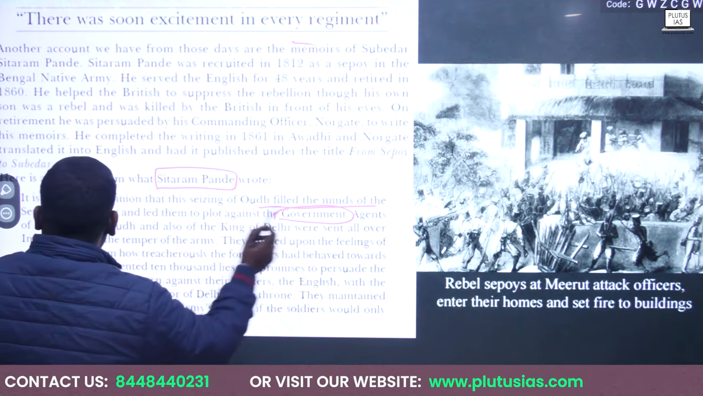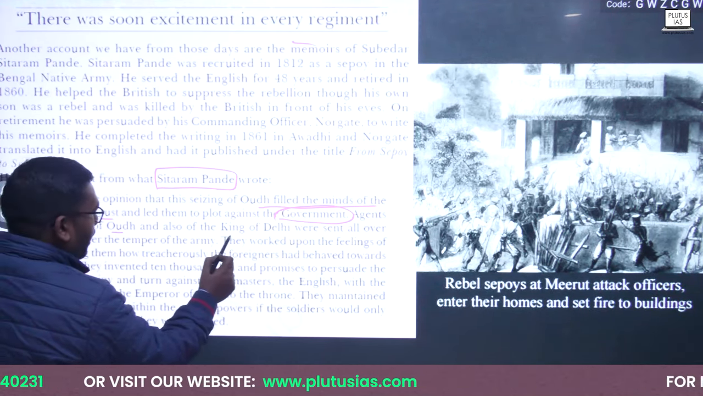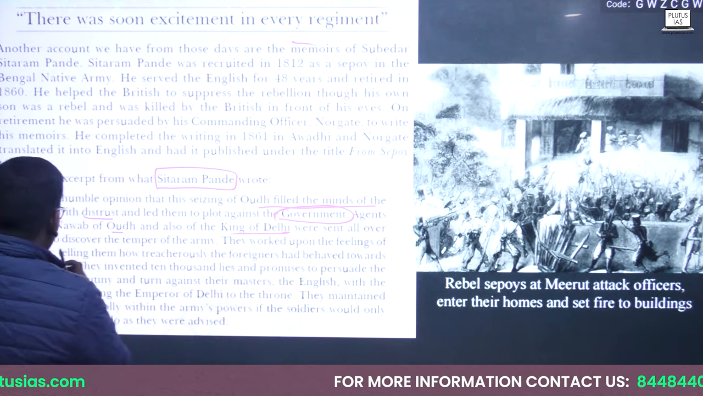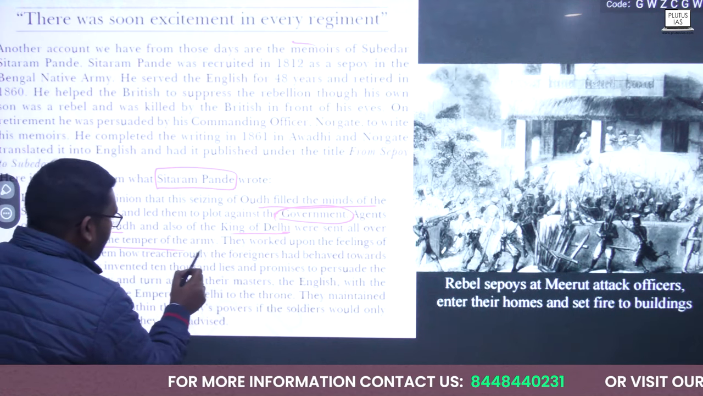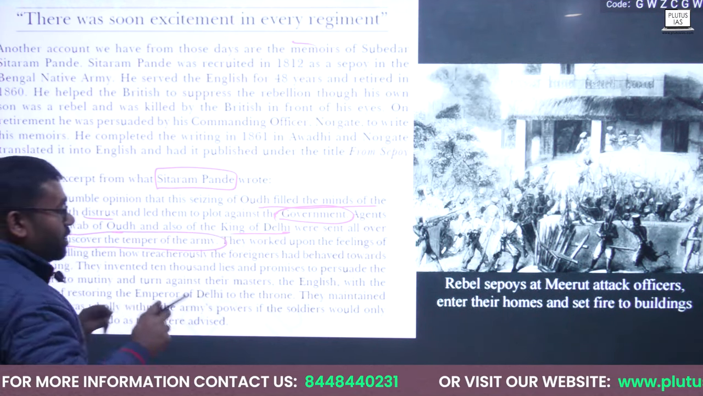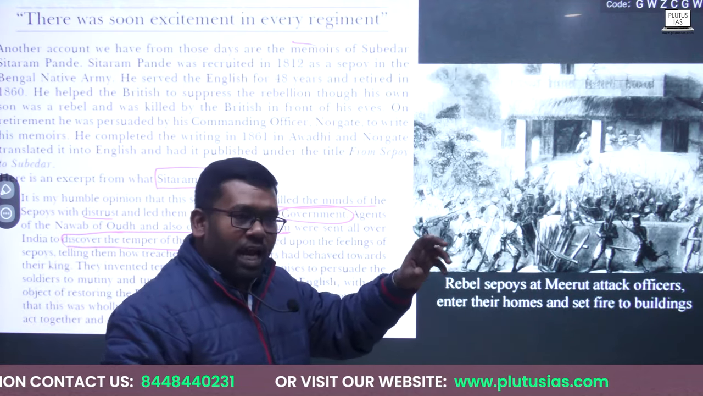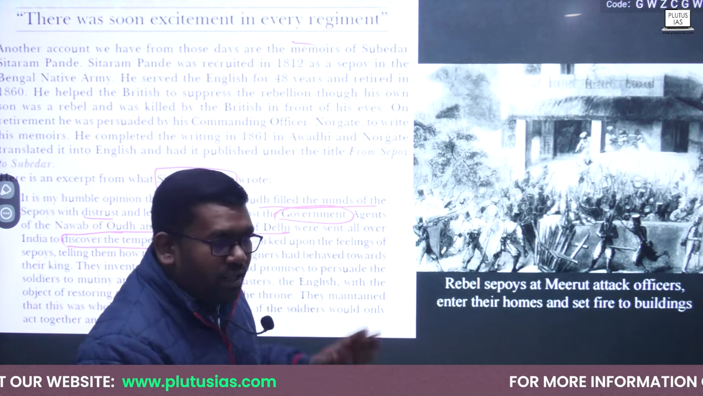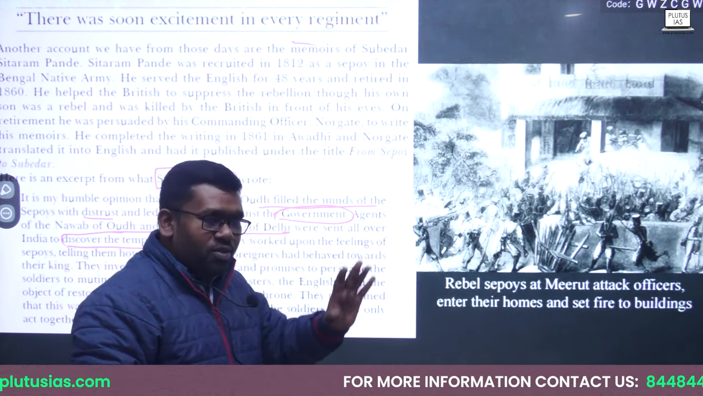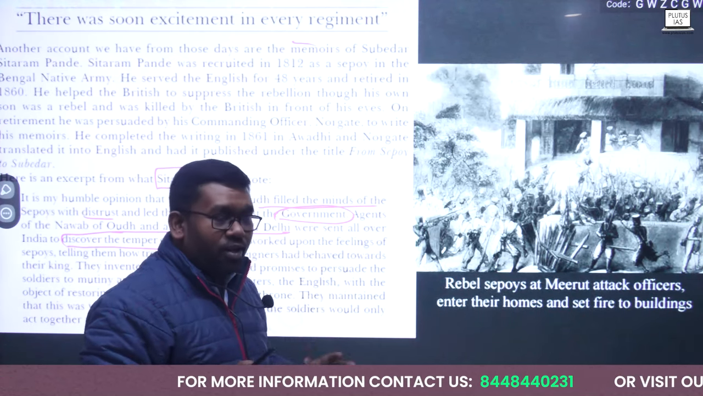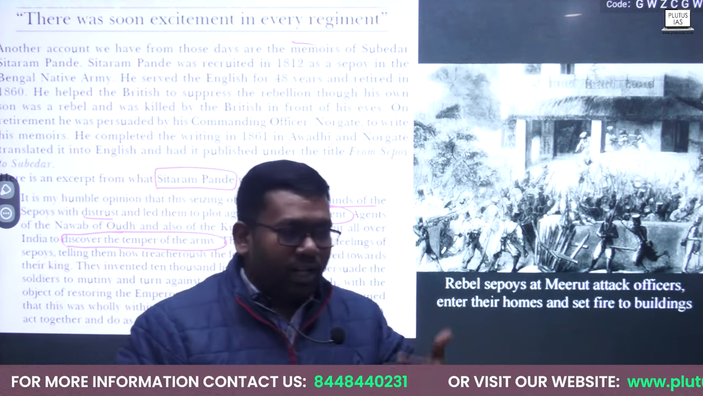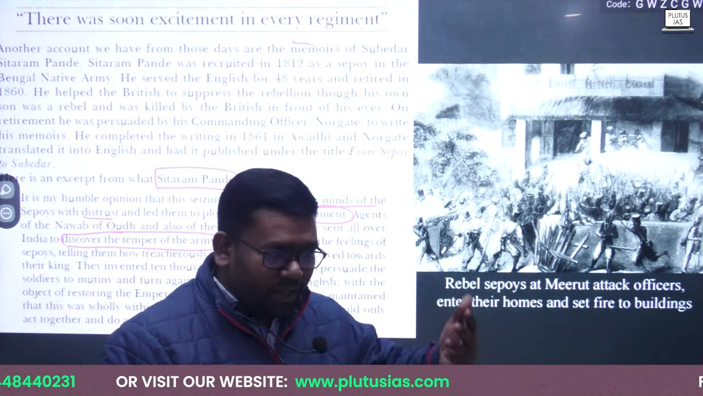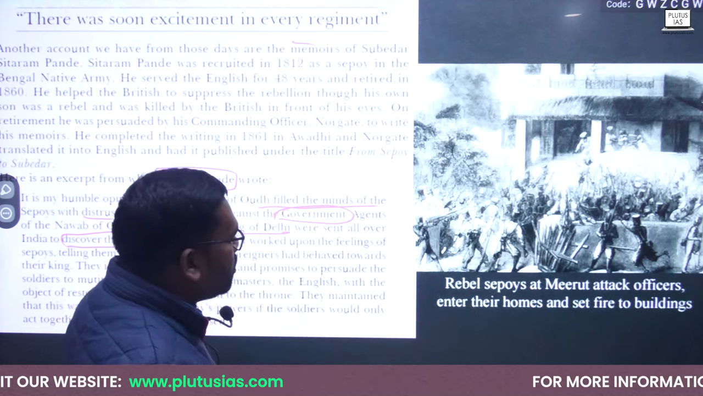Especially he is saying, the agents of the Nawab of Awadh and also the king of Delhi, that is Bahadur Shah Zafar, were sent all over India to discover the temper of the army. That means especially the Awadh Nawab, whose land had been captured, and the Delhi Badshah, whose territory had been captured, sent their agents everywhere to see what the British army was doing, to gauge their temper, whether they were revolting or not. Mangal Pandey had been hanged on which day? 8th of April. So within 1 month, all these things happened. So rumors were everywhere in India.